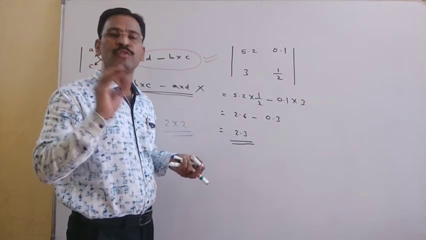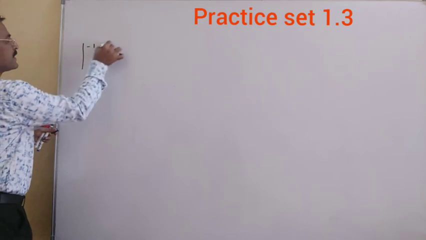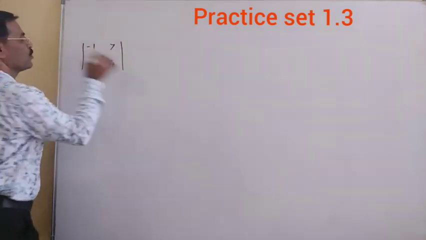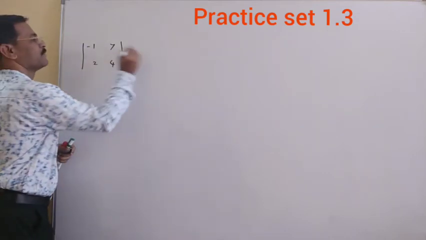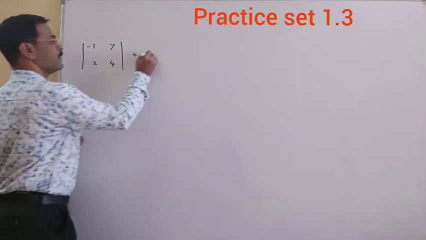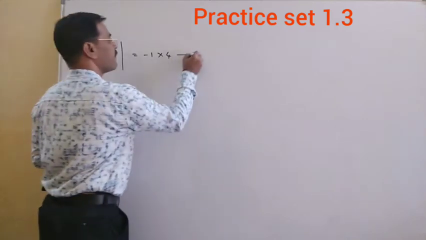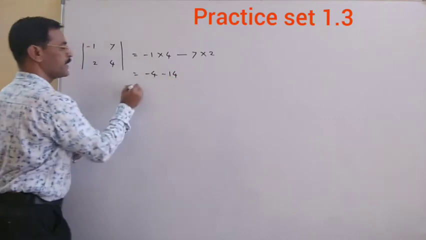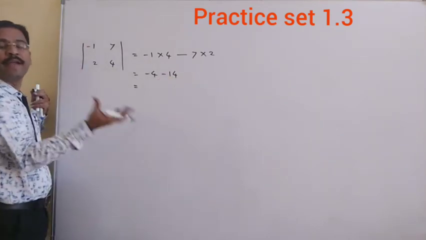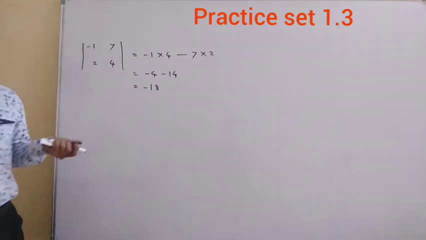So we are going to solve some examples. Okay friends, now we'll take one example here: -1, 7, -2, 4. See here how we can solve. -1 into 4, minus is our procedure, and then 7 into -2. So here it is -4 and -14, and both have the same sign, so we add them and give the sign they have. So here it is 18, which is -18. Like this we can solve.